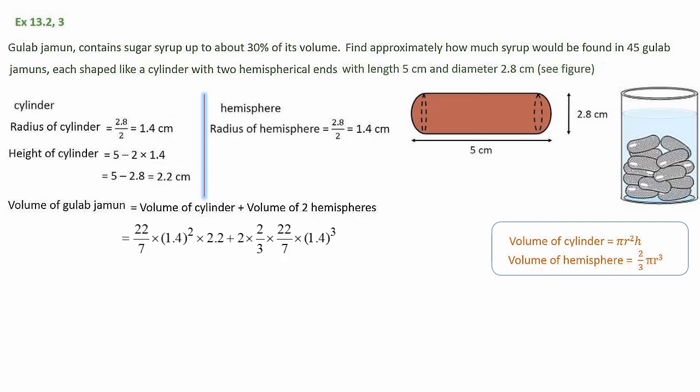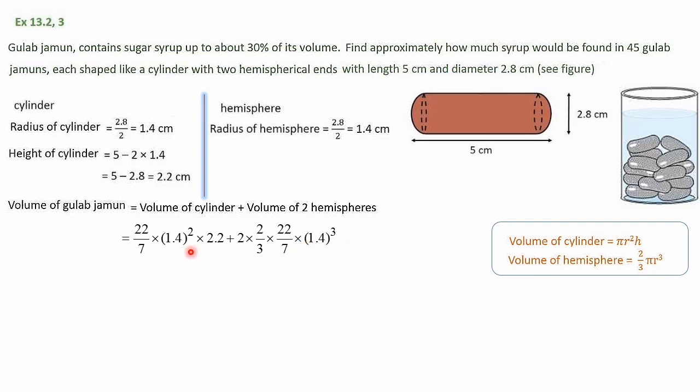Let's substitute the values here. Volume, that is πr²h, 22 by 7 into radius, which is 1.4, the whole square, into height of the cylinder, that is 2.2, plus volume of hemisphere, which is 2 by 3 πr³. Let's substitute it. There are two hemispheres, so 2 into 2 by 3 into π, where π is 22 by 7, into r cube, that is 1.4 the whole cube.